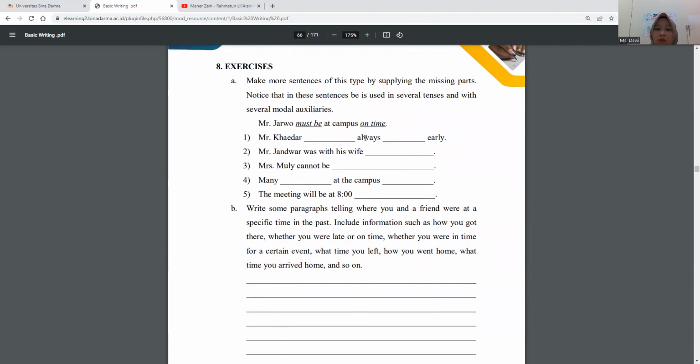Do these two exercises and submit as usual on e-learning. Okay. So the first one is only filling in blanks by using the appropriate linking verbs, whether be or non-be. And then the second one, write paragraphs. Okay. If you have more questions about these exercises, you can ask in forum page.